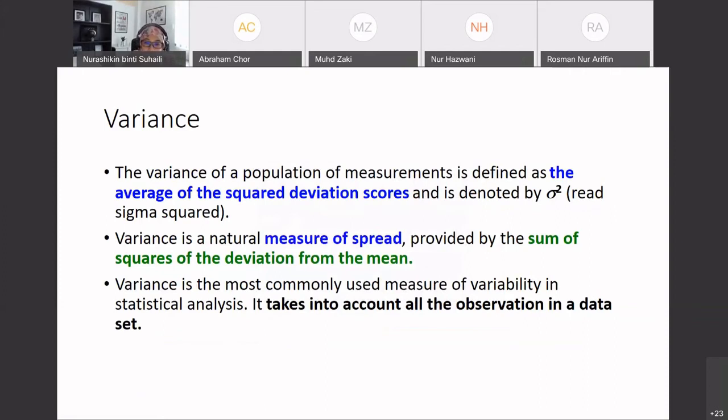It is the most commonly used measure of variability. It takes into account all the observations in a data set. So there is a difference from the range just now. With range, you just measure the highest and the lowest value, but this one is the average of the squared deviation scores. So that is the variance.